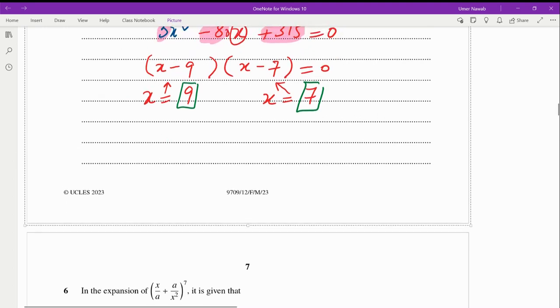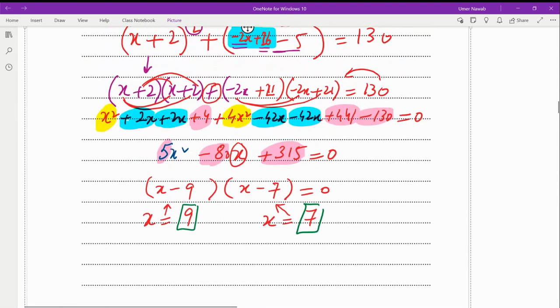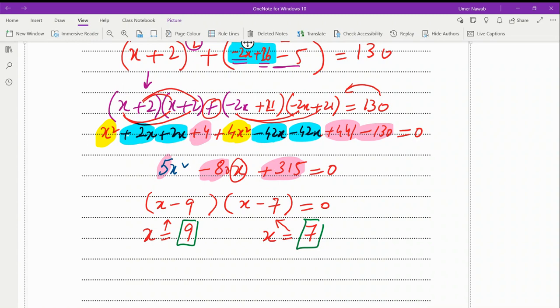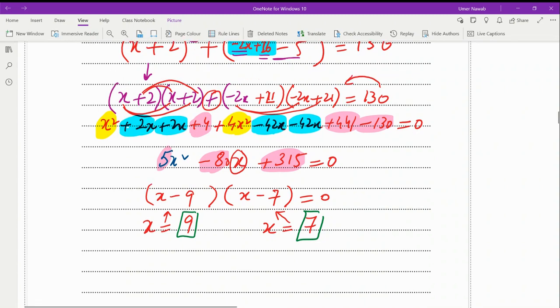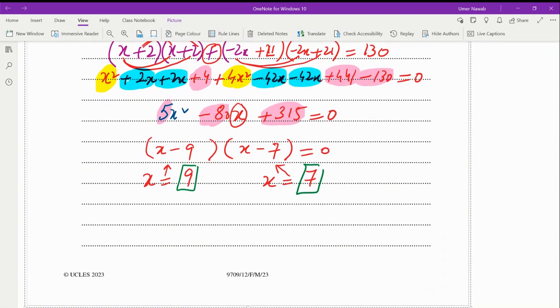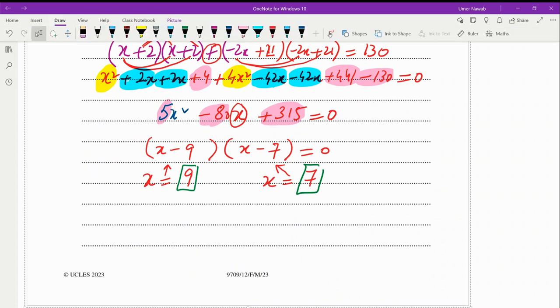Now boys, you can see x is equal to 9 and x is equal to 7 are the coordinates. You got it. And our next phase is to get the y coordinates. So to get the y coordinates, we have to move on to substitute this value into the equation of a line.